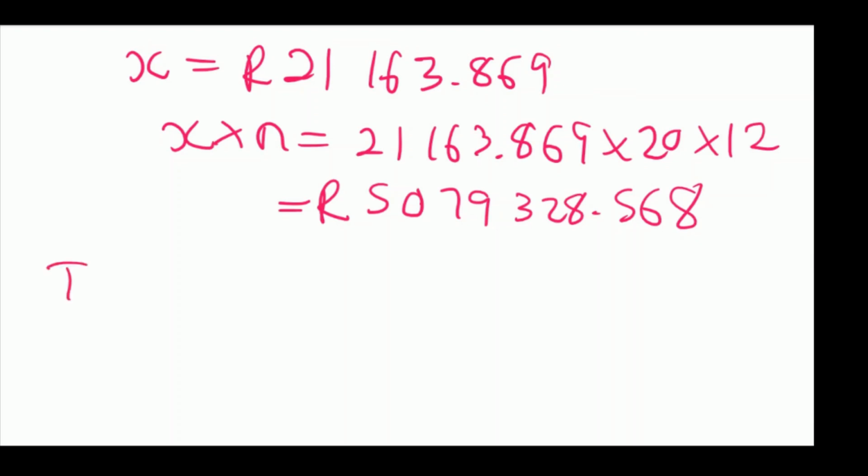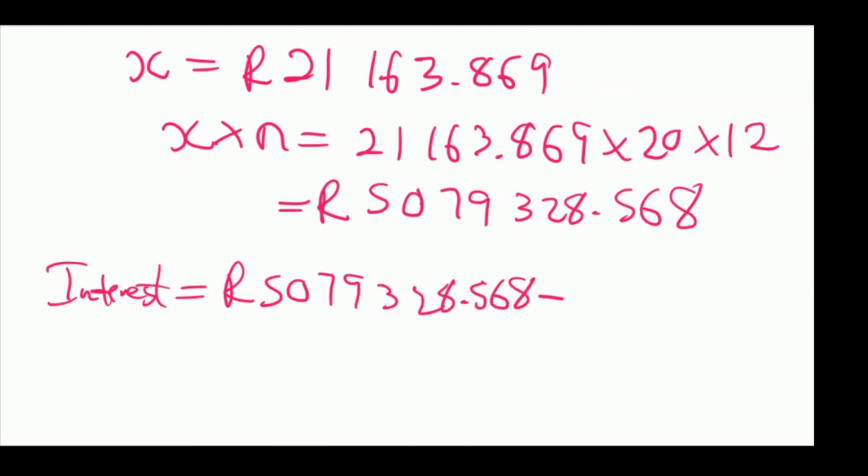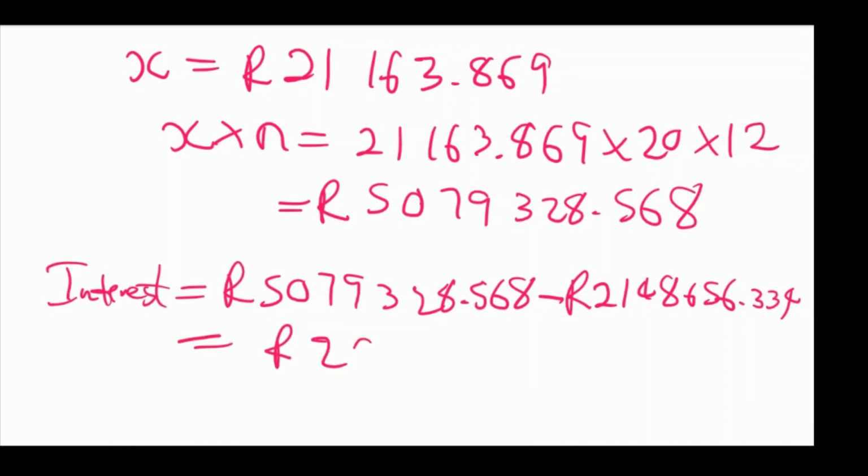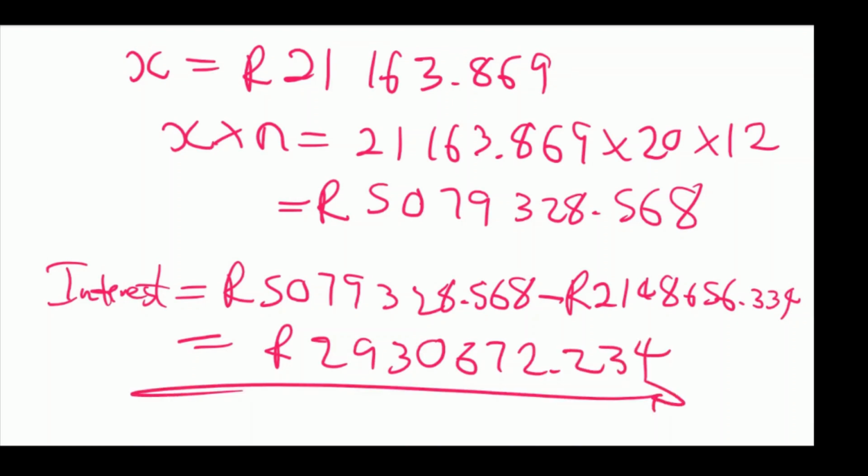So we want to find the interest that the bank made. So you're going to say 5079,328.568 minus the initial value of the loan, so it's 2,148,656.334. So the interest that was made was 2,930,672.234. So this is the interest made.